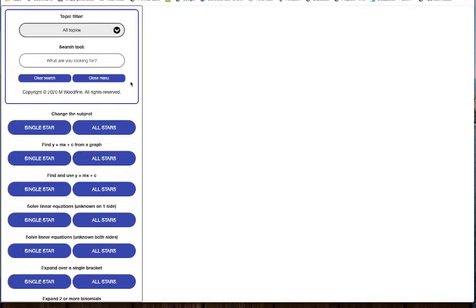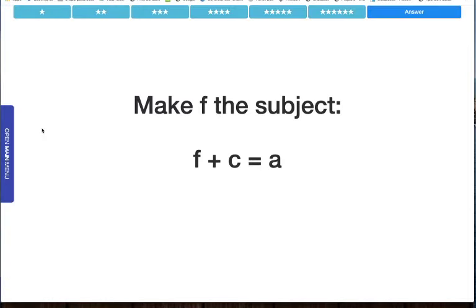If you open it up in a separate window, you'll still have access to the video as well. So I'm going to change the subject, which is the first topic at the very top of the list, so I don't need to use the search facility. Just select single star. Up will come a very simple question, very similar to what we've just been practicing as part of the main exercise there.